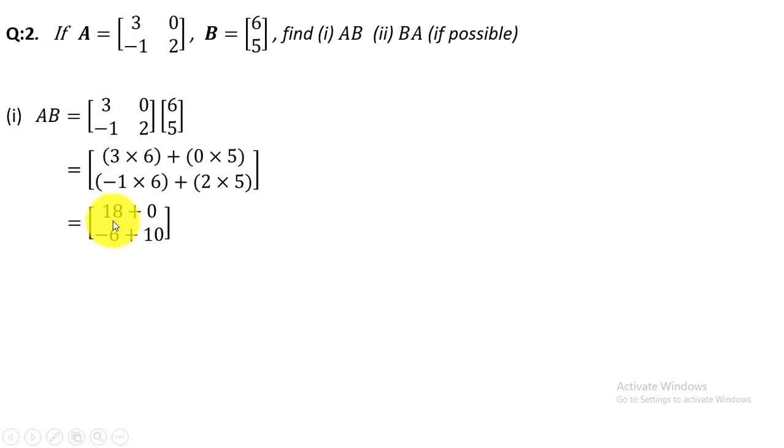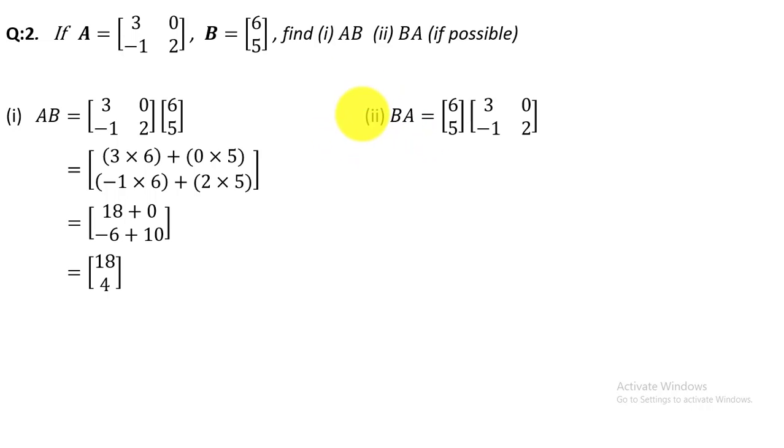3 times 6 is equal to 18 plus 0 times 5 is equal to 0. -1 times 6 is equal to -6 plus 2 times 5 is equal to 10. Hence the product of A times B is equal to the matrix having elements 18 and 4.